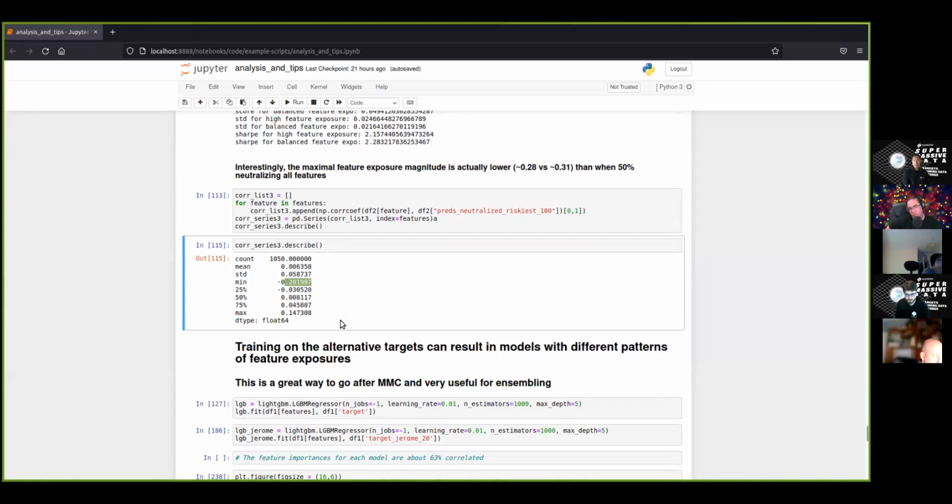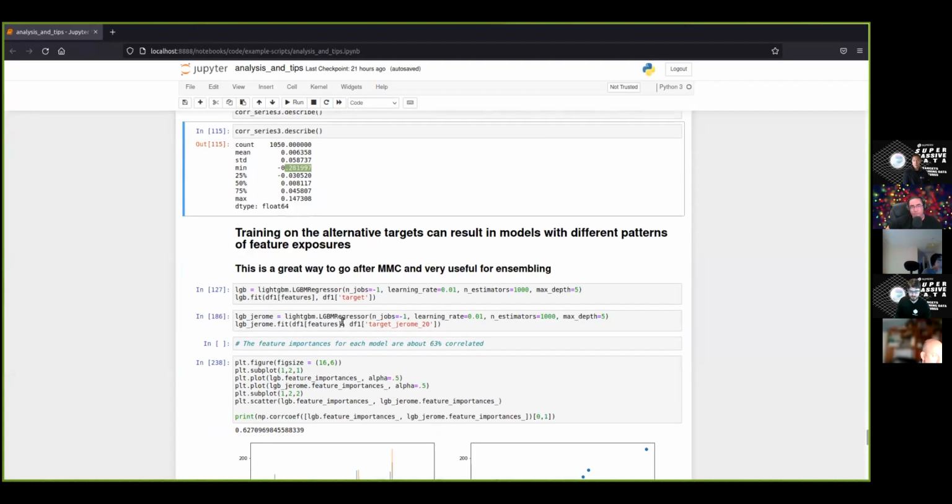So yeah, training on different targets can give you models with different patterns of feature exposure. And this is a great way to try to go after MMC by creating more unique models that will do well at different times. And it can also be very useful for ensembling.